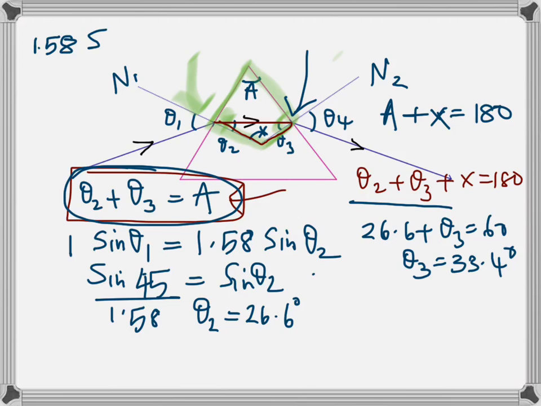1.58 sine, what? What is the angle? Theta 33.4. Come on, I hope somebody is doing it. You got it? How many got 60.4?